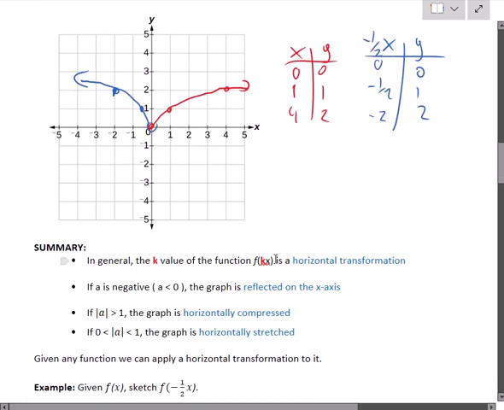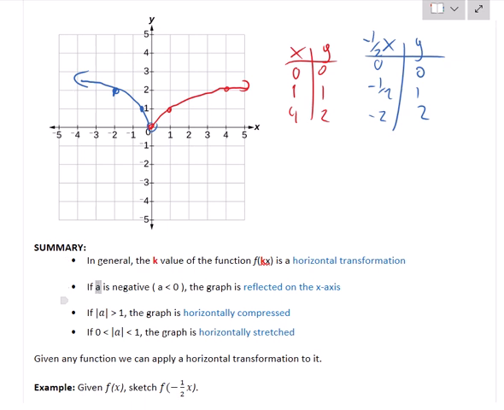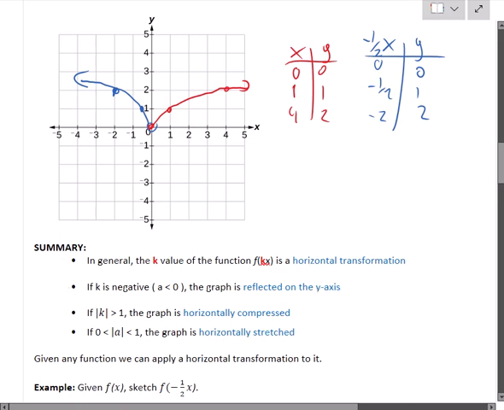So in summary, the k value function is a horizontal transformation. These should all say A, not K. Let's change those quickly. So if k is negative, you're reflected on the y-axis. Oof, there's a lot of things that change here. Reflected on the y-axis. If k is greater than 1, then the graph is horizontally compressed. And if k is between 0 and 1, the graph is horizontally stretched.